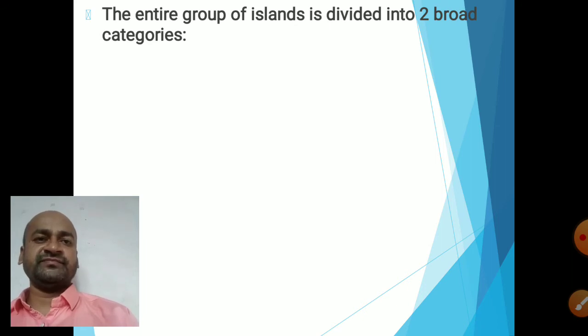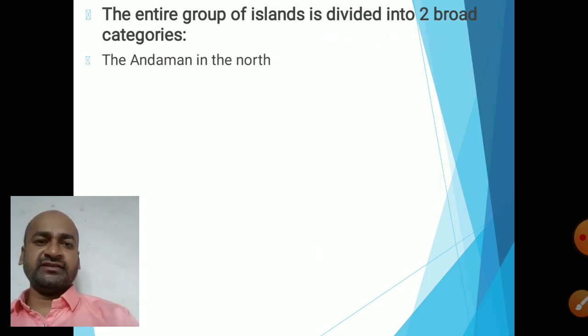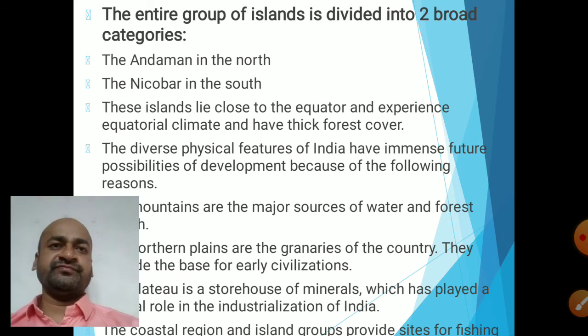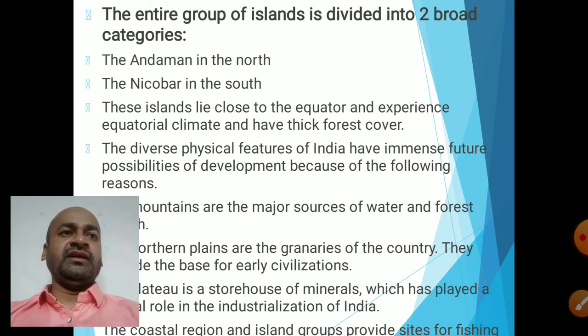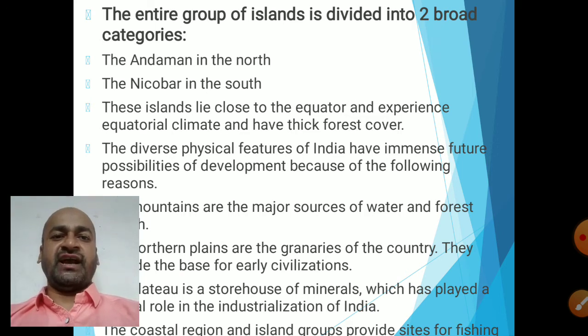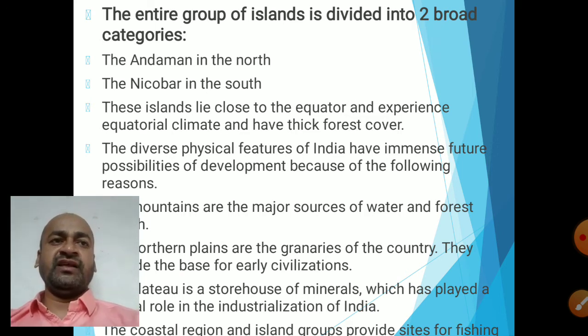Next, the entire group of islands is divided into two categories. The first is the Andaman in the north and the Nicobar in the south. There are two chains of densely forested islands. The Andamans are bigger in size, and more numerous and scattered.